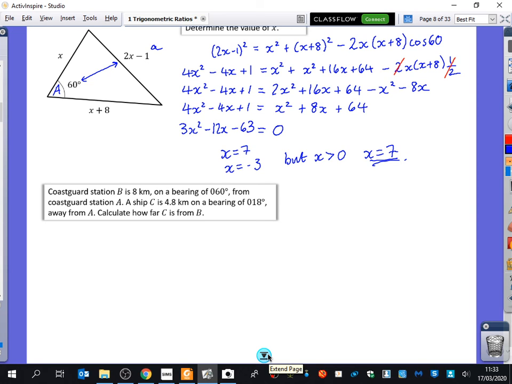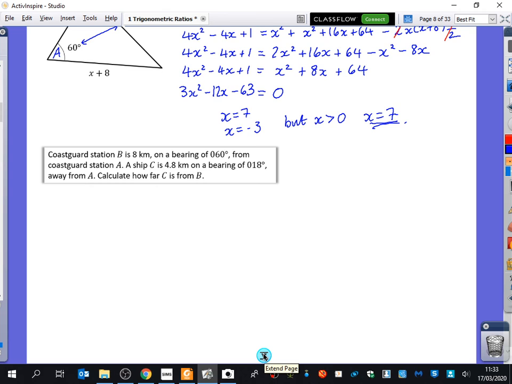And so this next question has not got any algebra in it, but it's definitely got a bit of problem solving, and about how you can look at something and see if you can build up what the diagram should be looking like. So it says Coast Guard Station B is 8 kilometers on a bearing of 60 degrees from Coast Guard Station A. Let's just pause at that stage and draw that first bit of information that we've already got.